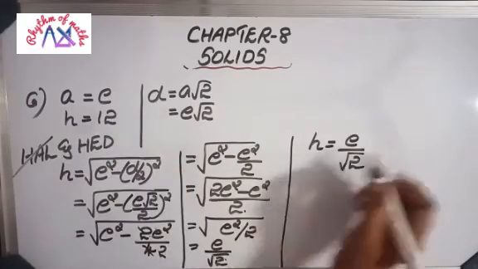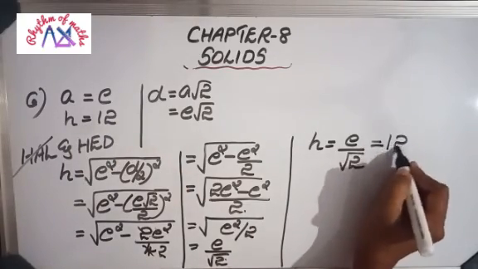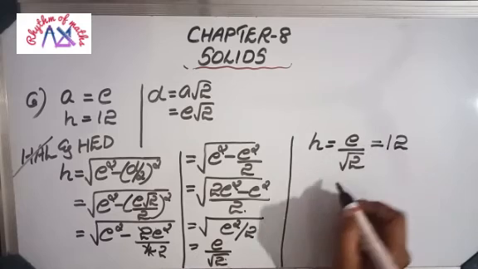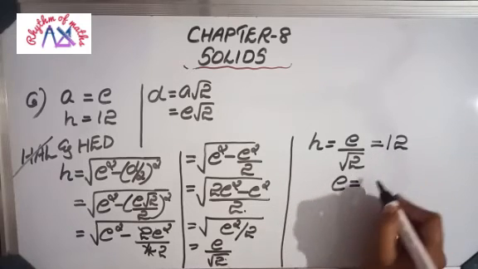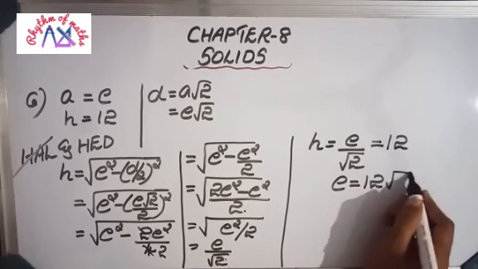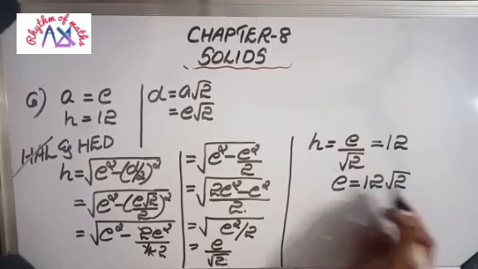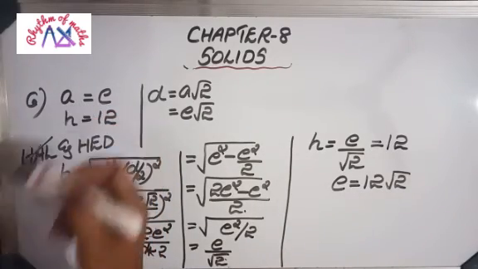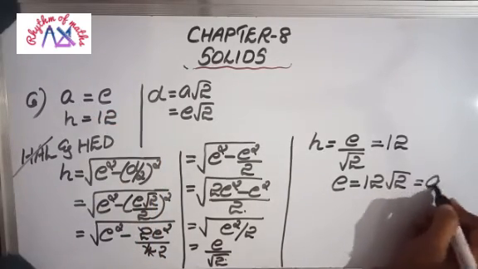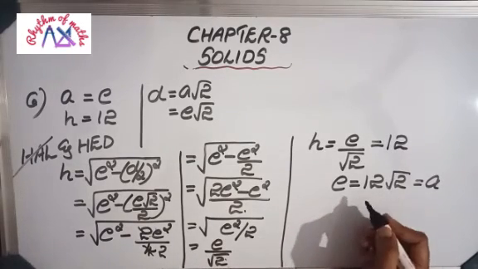But in the question it is given that this is the same as 12. Okay, it is given as 12. Now from this, e equal to what? E equal to 12 root 2. Okay, e equal to 12 root 2. E equal to 12 root 2 means a is also 12 root 2. Okay, now let's find what?